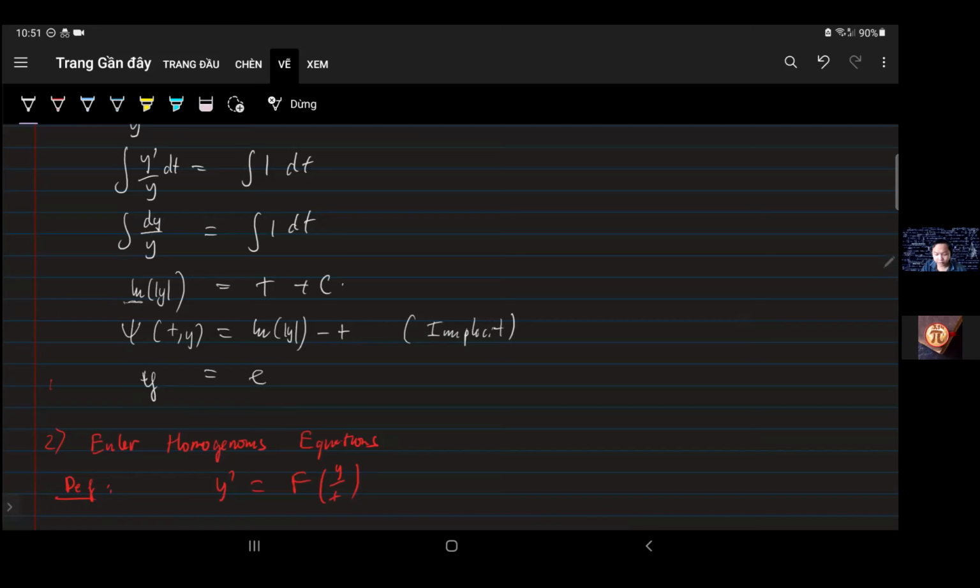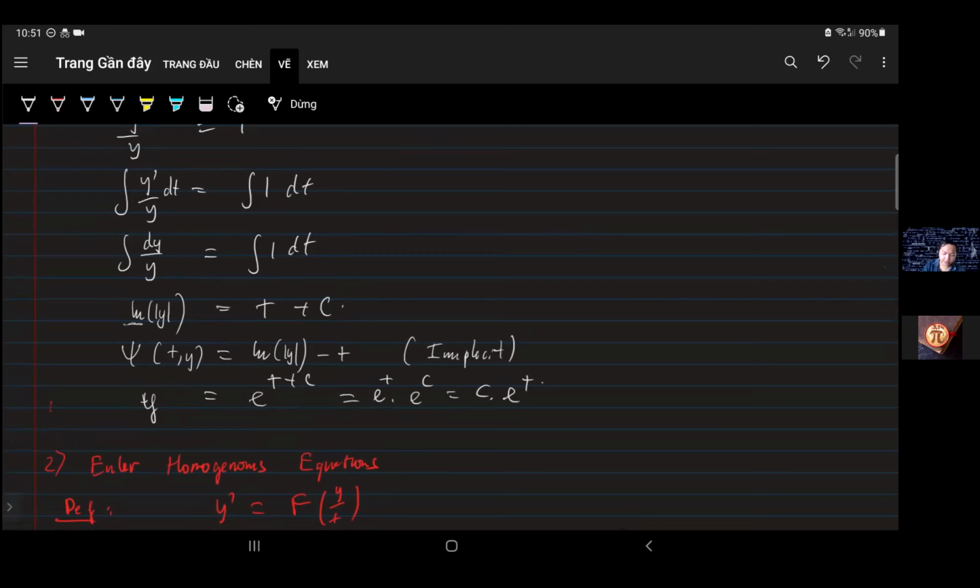Remember that the exponential is always positive, so the absolute value just vanishes. You don't need that anymore. So y equals e to the t plus c, and by the power rule, e to the t plus c is equal to e to the t times e to the c, which is just some constant times e to the t, right? So that is what we have.